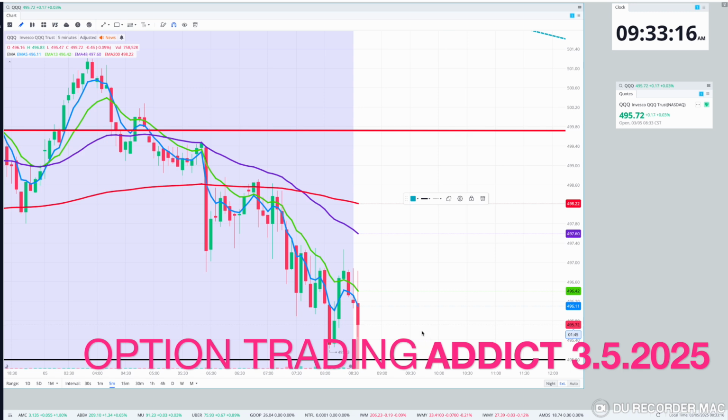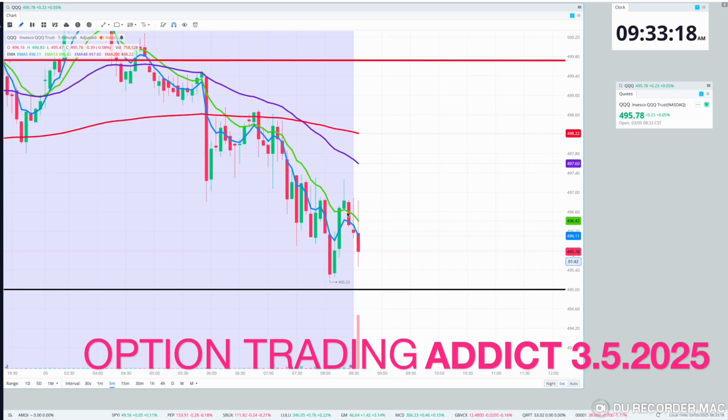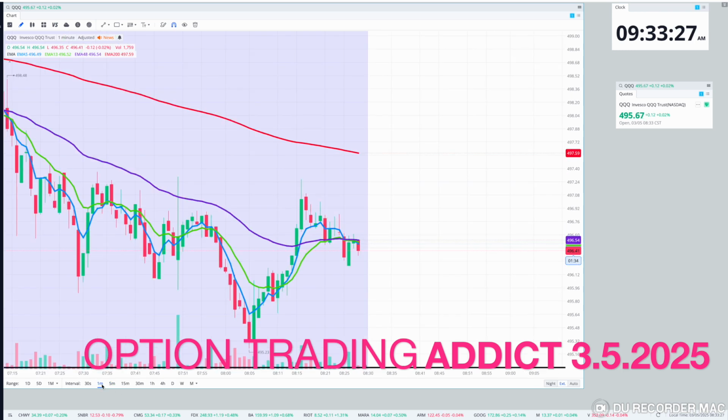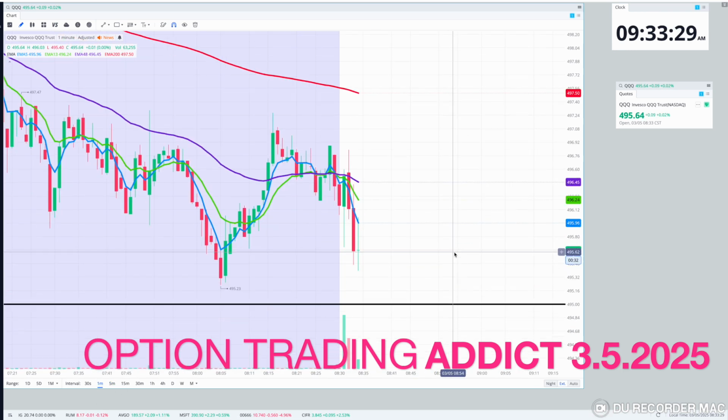It's 9:33. Okay. All right, so on the 5-minute chart, all the EMAs are aligned. We're currently sitting at this area right here of support, which is my main level of support. Looking at the 1-minute chart, everything is properly aligned.